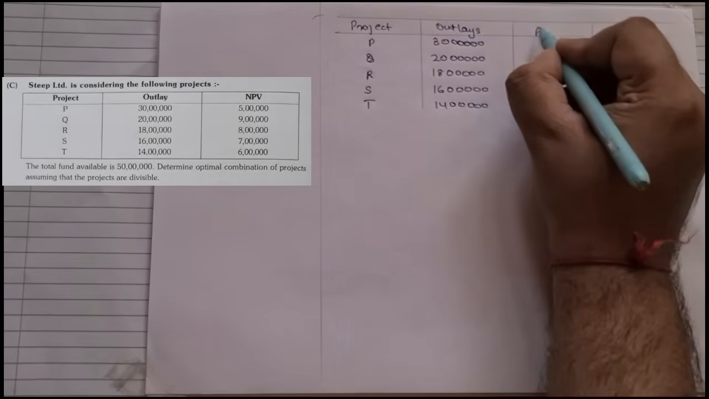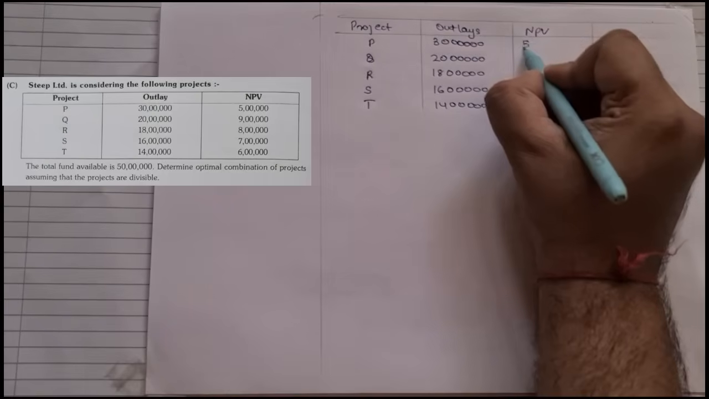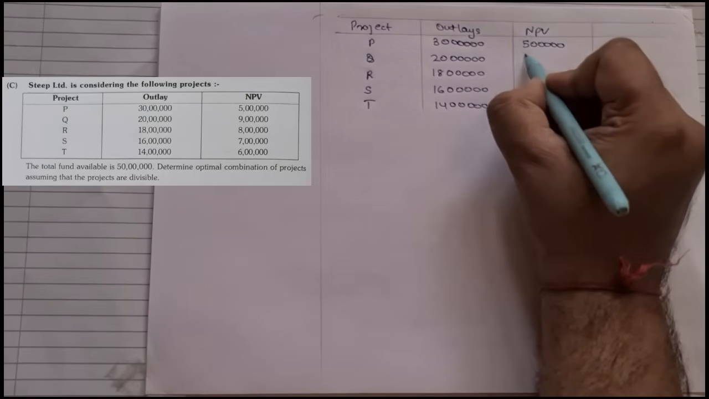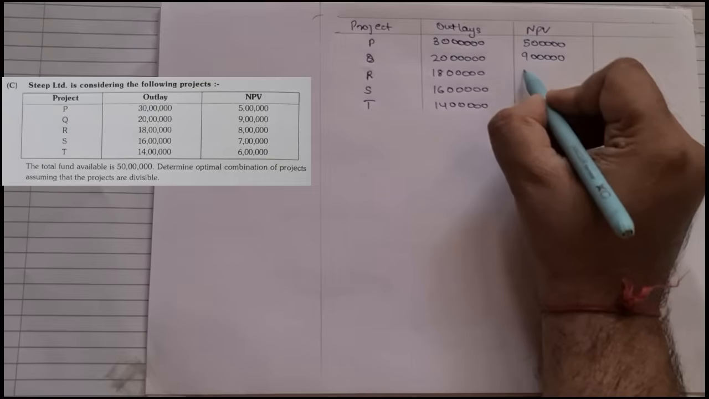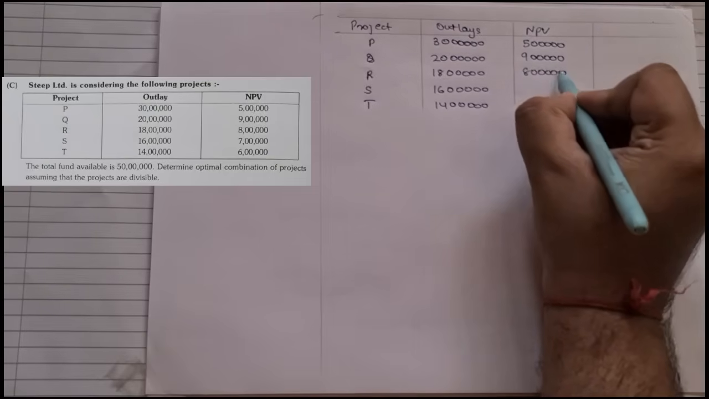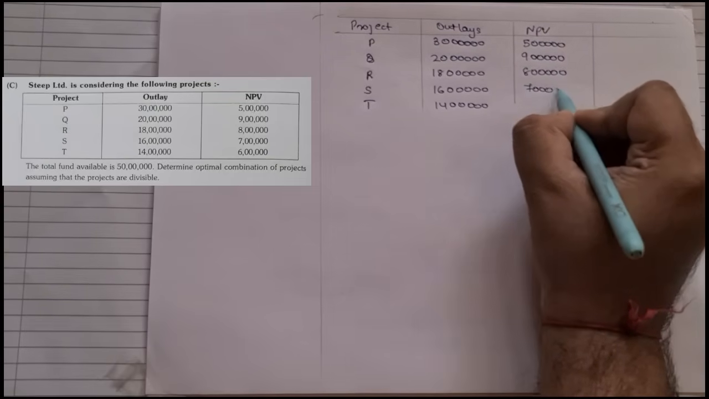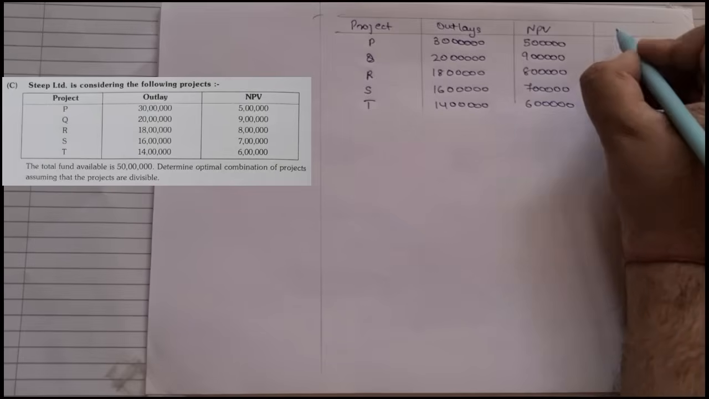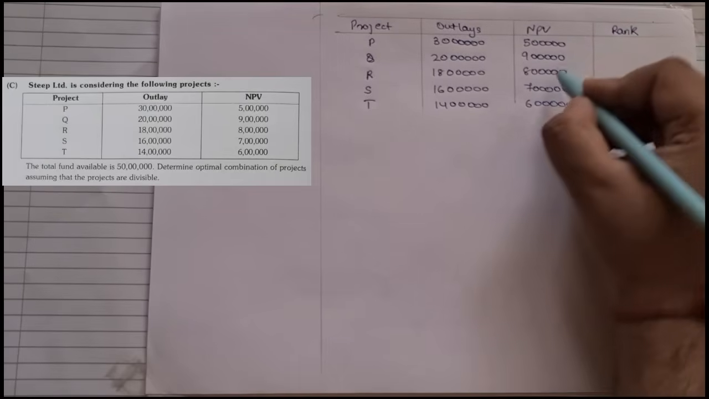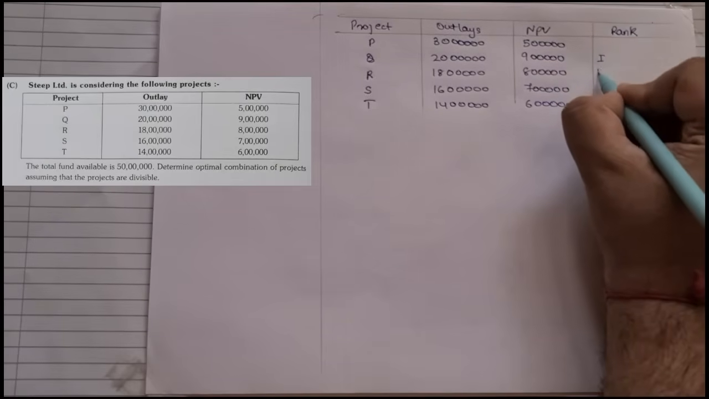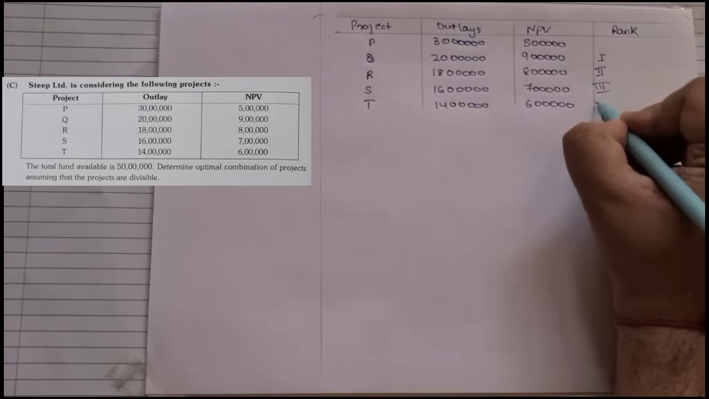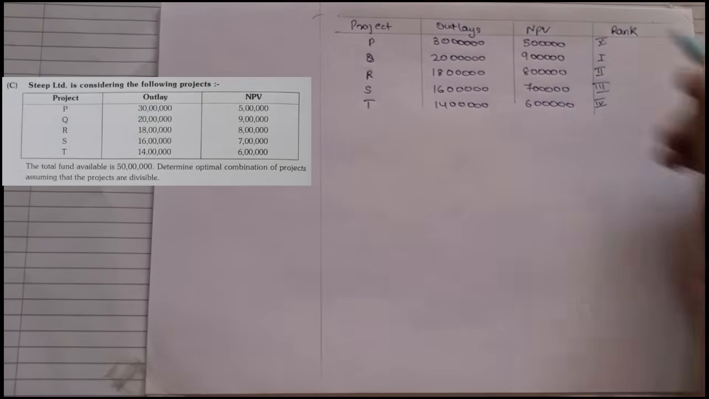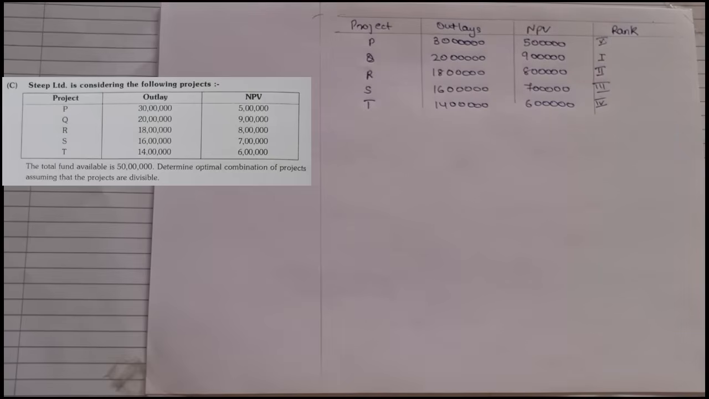The NPVs which are given to us are 5 lakhs, 9 lakhs, 8 lakhs, 7 lakhs, and 6 lakhs. Now rank them. We'll rank it as per NPV. So first rank is for 9 lakhs, second is 8 lakhs, third 7 lakhs, fourth is 6 lakhs, and fifth is 5 lakhs. So based on the ranking, we will start allocating the funds so that we get the highest value.